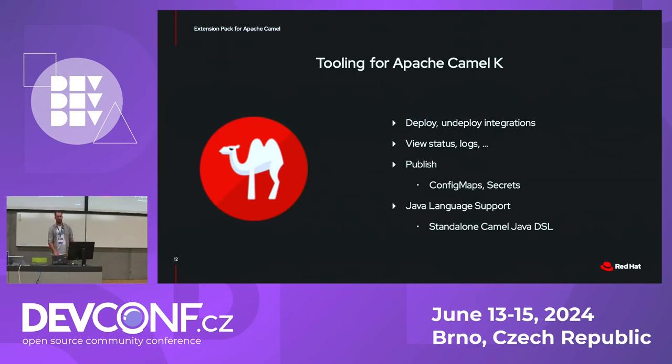And with this extension also comes the Java language support. In this case, it means the standalone Camel Java DSL support. So you are able to have only the one file, not a whole project. So you can build and deploy the standalone Camel Java DSL with the whole support of Java. There is the extension pack for Java, which is also part of the extension pack for Camel I have mentioned before.